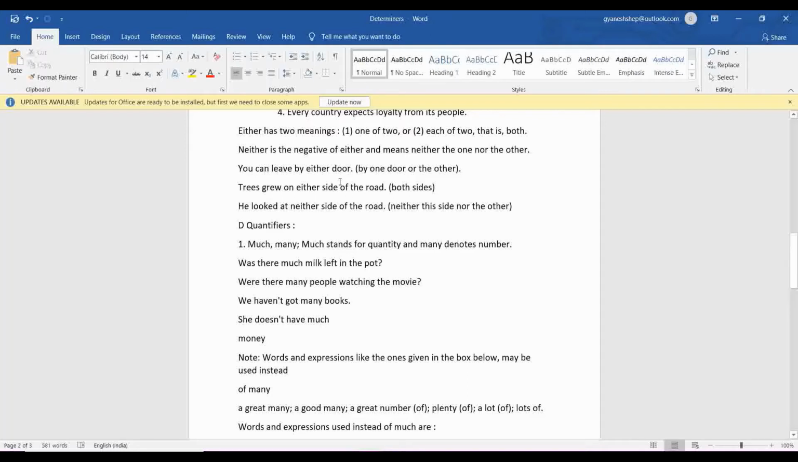You can leave by either door, by one door or the other. When there is an option, we will use either. Then, trees grew on either side of the road, meaning both sides. Trees can grow on both sides.